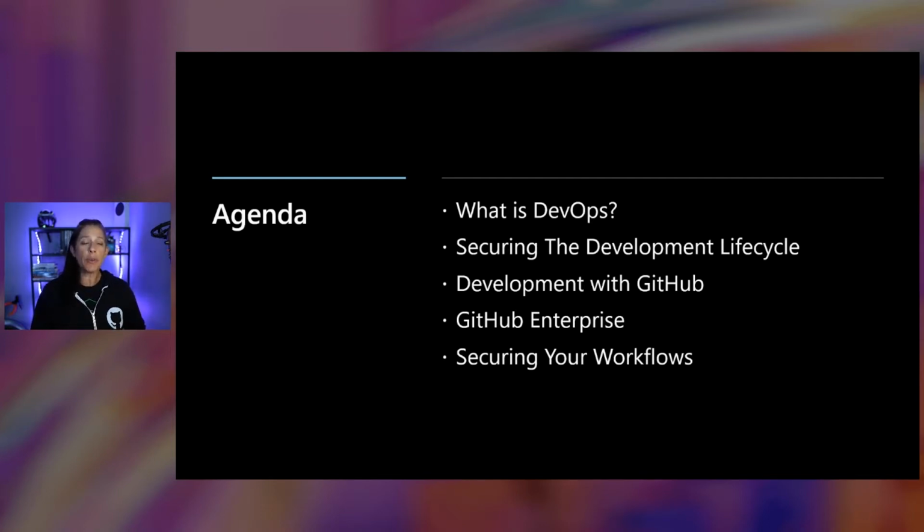The next thing we're going to do is talk about securing our development lifecycle, how we can do that with Azure, the tooling we have in GitHub, and we're going to talk about development in GitHub, integrating these tools together. Then we're going to talk about GitHub Enterprise and the advanced security features that are included with that. And then we're going to go and secure our workflows.